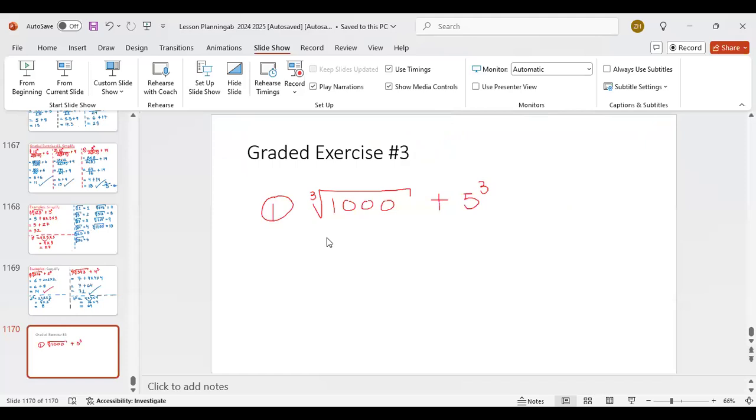Put your answer inside the chat for me, please. The cube root of 1,000. Anyone got the answer yet? Let me know if you got the answer. Anyone? Yes, sir. I can put it in the chat now.